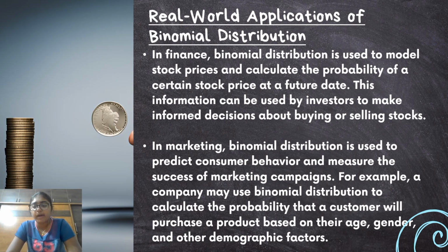Real-world applications of binomial distribution. In finance, binomial distribution is used to model stock prices and calculate the probability of a certain stock price at a future date. This information can be used by investors to make informed decisions about buying or selling stocks. In marketing, binomial distribution is used to predict consumer behavior and measure the success of marketing campaigns. For example, a company may use binomial distribution to calculate the probability that a consumer will purchase a product based on their age, gender, and other demographic factors.